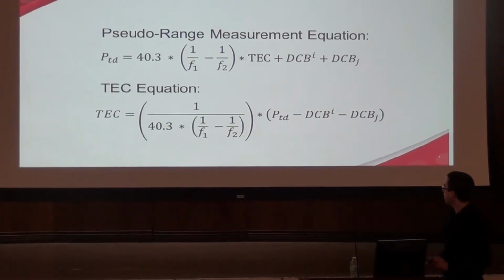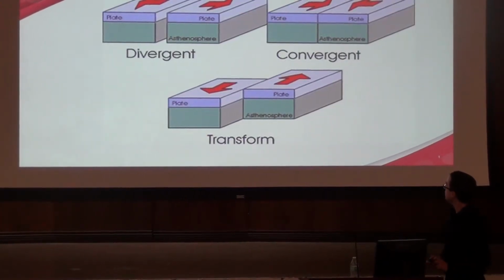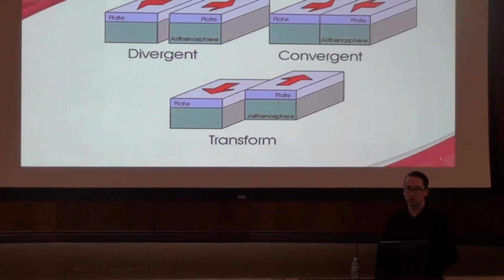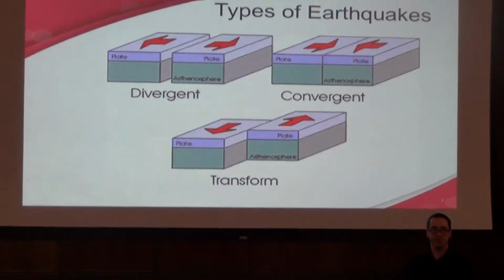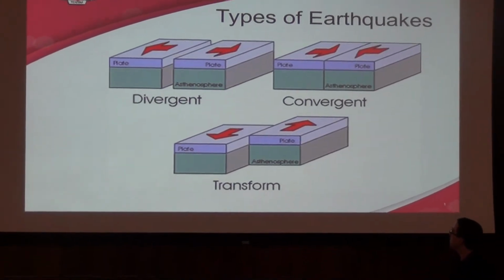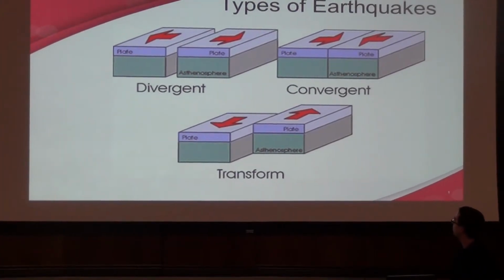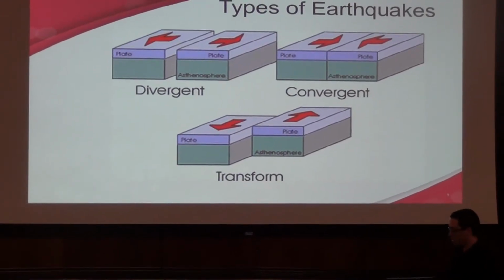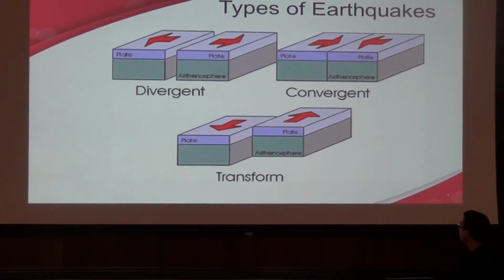So these are the types of earthquakes that occur: divergent, convergent, and transform. You notice that they move apart, toward each other, and past each other.